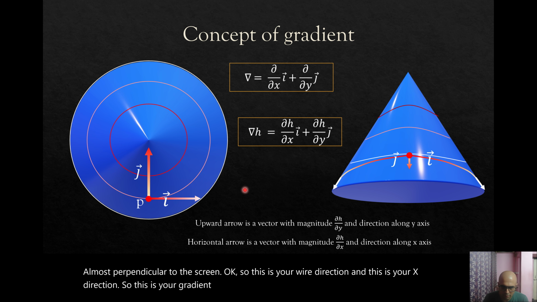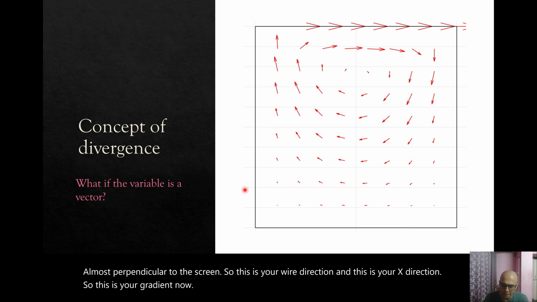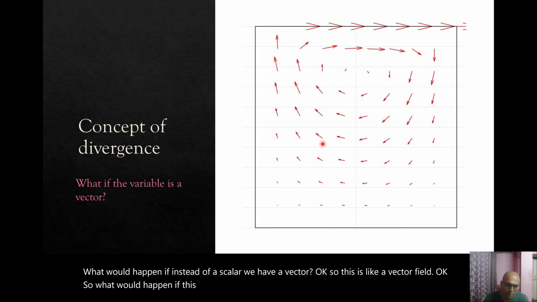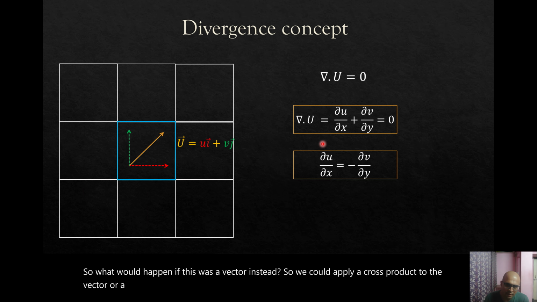Now what would happen if instead of a scalar we have a vector? This is like a vector field. What would happen if this was a vector instead? We could apply a cross product to the vector or a dot product. Divergence is basically the dot product of the del operator with the vector.